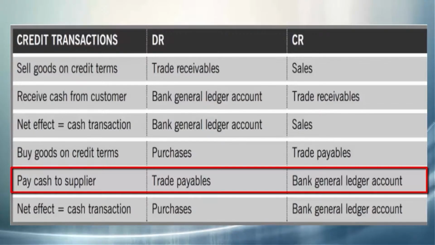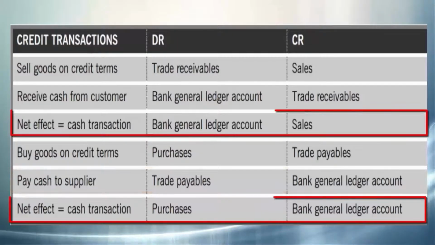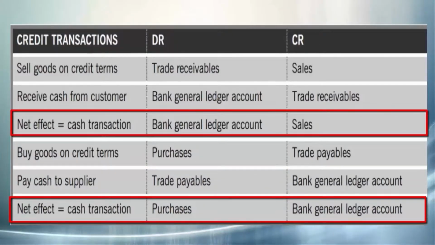Entry in the ledger accounts. Trade payables account, debit $500. Bank general ledger account, credit $500. Understanding the net effect. The net result of these transactions is the same as a cash transaction.